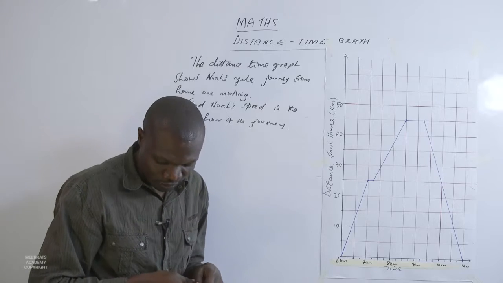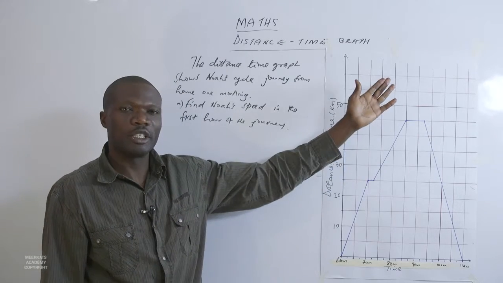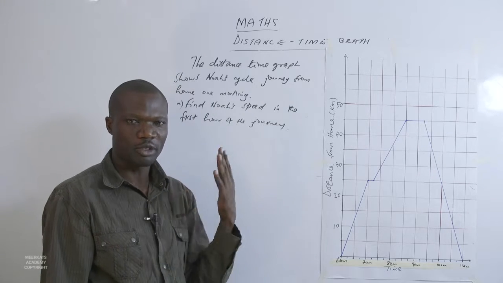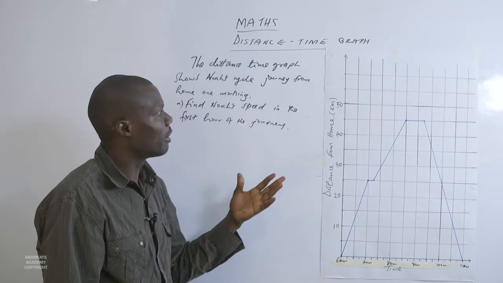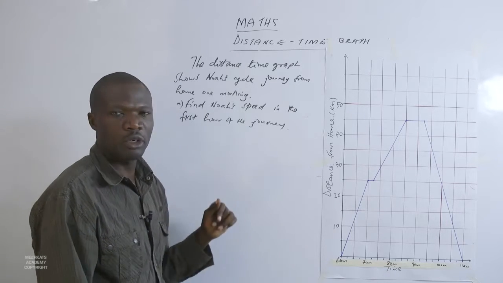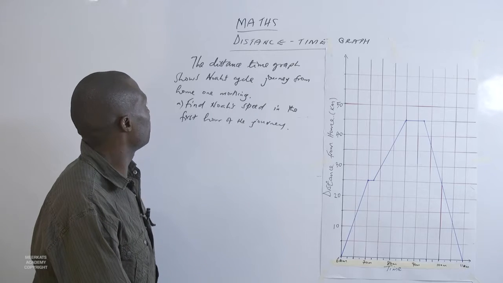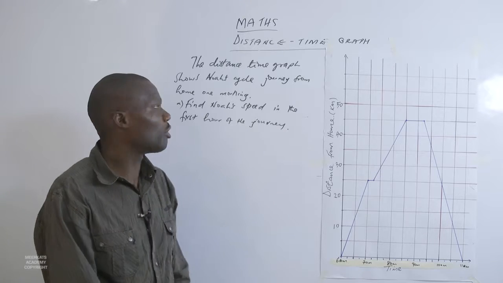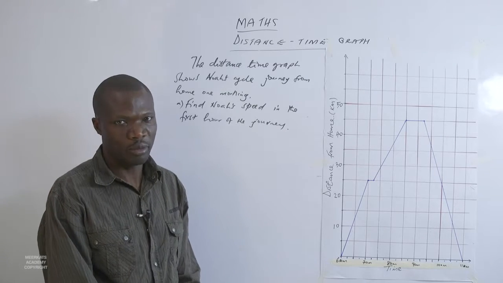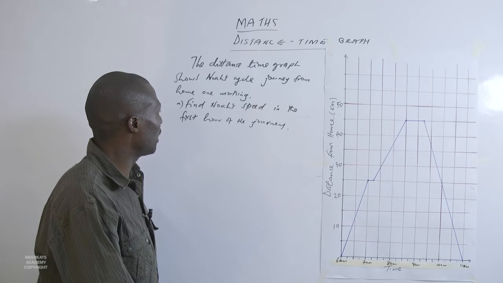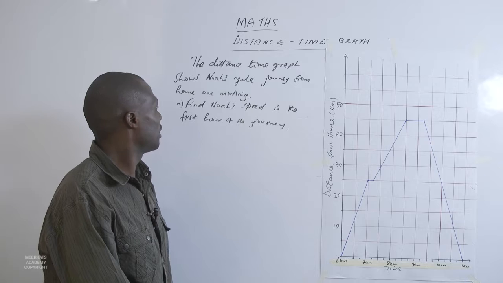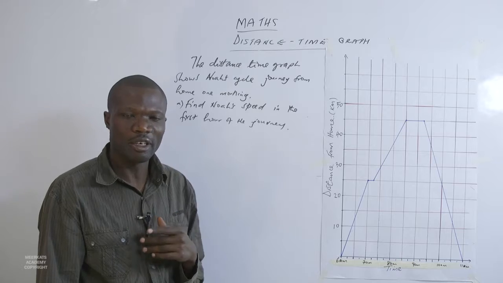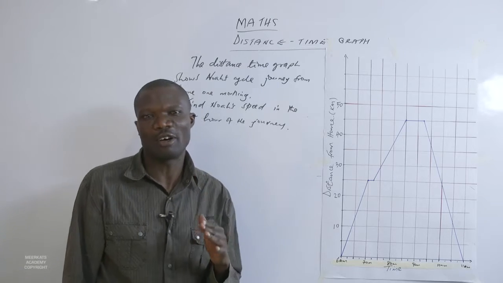Now, in this question, we are going to use this graph to answer quite a number of questions related to a distance-time graph. We are told here that the distance-time graph shows Noah's cycle journey from home one morning. And they are asking us, find Noah's speed in the first hour of the journey.